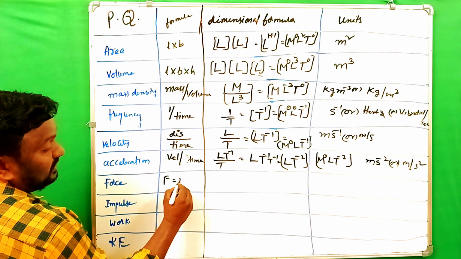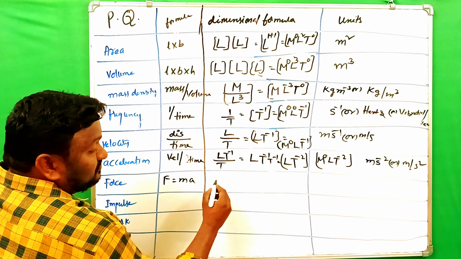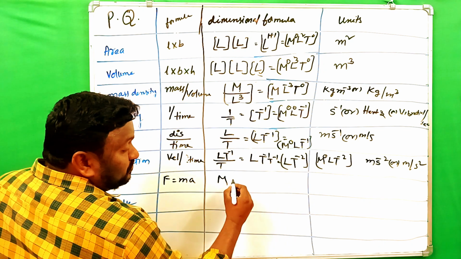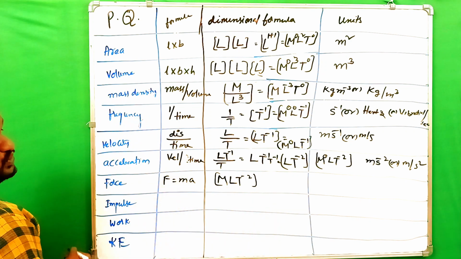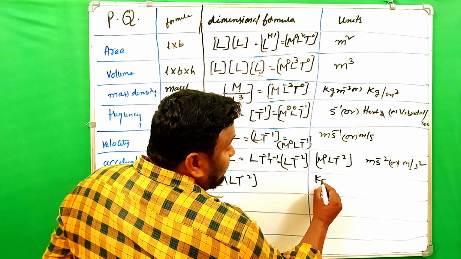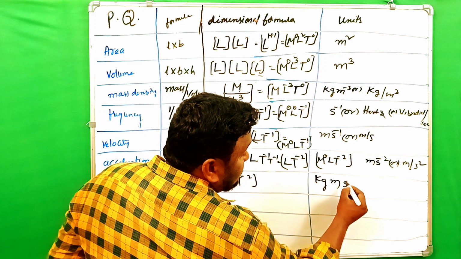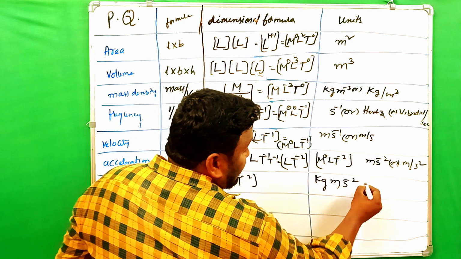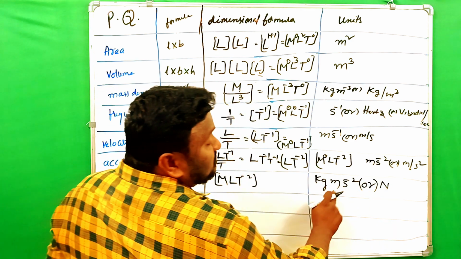F is equals to ma. F is equals to what? ma. What is m? Mass, capital M. And a is acceleration, which earlier came as LT inverse 2. So M L t inverse 2. So that is the dimension formula of force. As for this, for mass unit is kg, length meter and time second inverse 2. Kg meter second inverse 2 is also called as Newton.